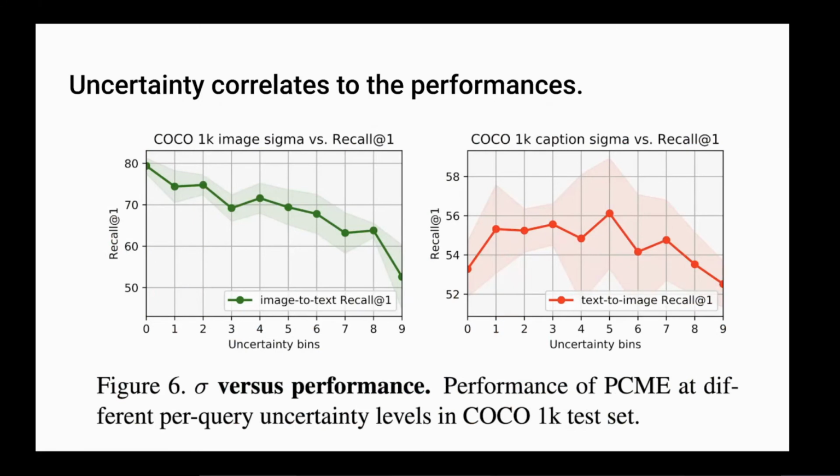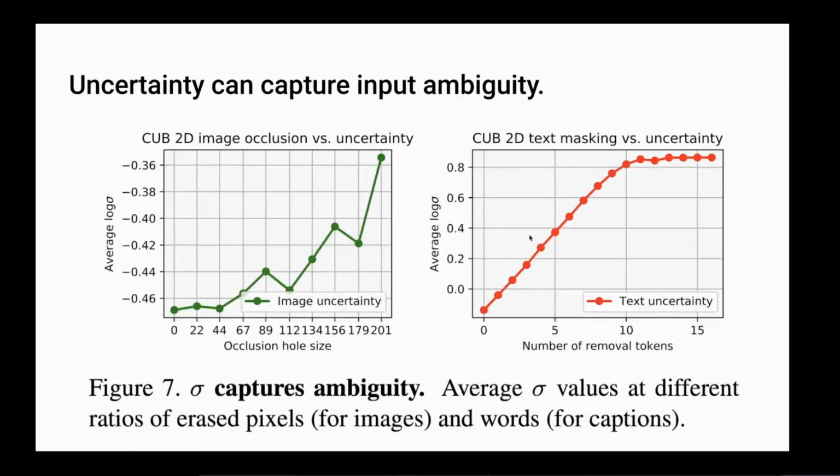So, as we can expect, this recall-at-one is highly related to the uncertainty. We show that by increasing uncertainty, the recall score is decreasing in both image to text and text to image. And the uncertainty can also capture the input ambiguity. For instance, this is the occlusion hole size, or the cutout size, of the given image. When you erase a bigger hole from the given image, the uncertainty becomes larger, and the same holds for text. This is a random token drop from the given text. The text uncertainty becomes larger and larger as the number of removed tokens increases.